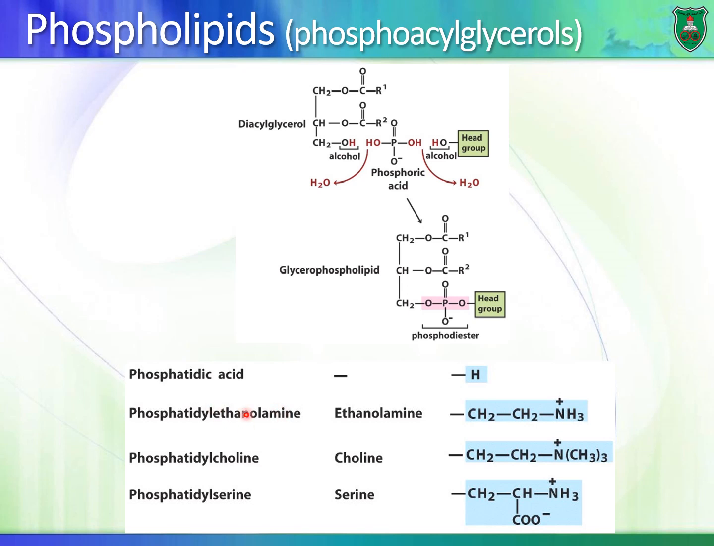Now, to the phosphate, you can attach any other group. So you can attach an ethanolamine. Okay, so it looks like this, an ethanolamine, two carbons and an amino group attached to it. You can have a choline right here, 2 carbons, and you have a nitrogen, and linked to that nitrogen you have methyl groups. And or serine, serine is an amino acid, phosphatidylserine. Okay.